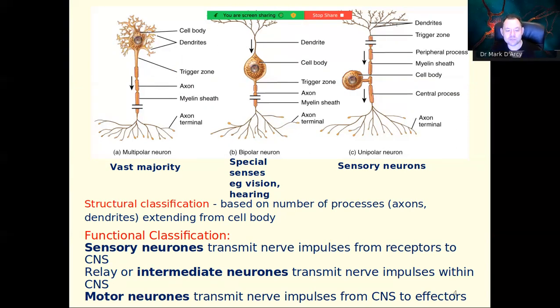Interneurons transmit nerve impulses within the central nervous system, so from one part of the central nervous system to another. For example, the various neurons in your brain are communicating over time with other neurons in the brain. This is how you think and how you operate your body. Those are interneurons. Then we have motor neurons. Motor neurons transmit nerve impulses from the central nervous system to various effectors. So, for example, to the muscles, to the glands, to the heart, that sort of thing.